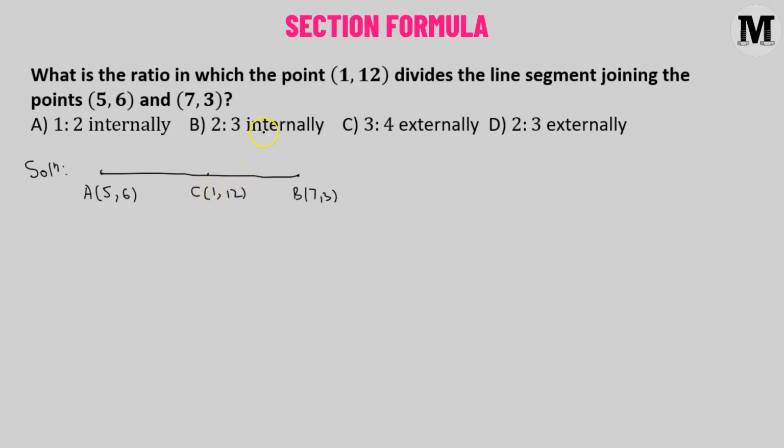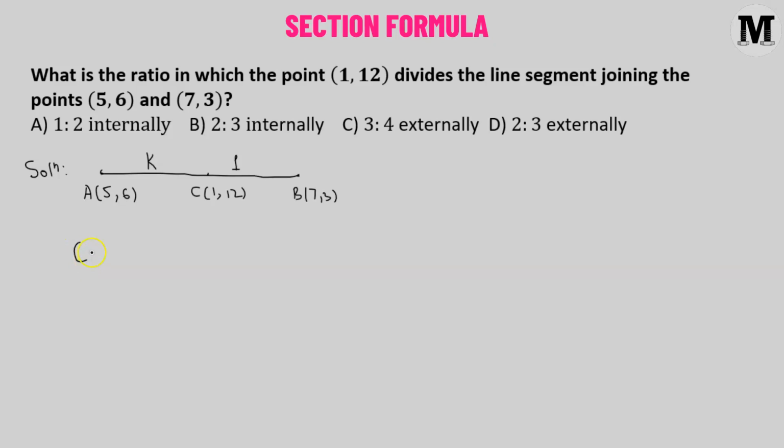Now here it's not mentioned to us whether it is dividing the line segment AB internally or externally. So to begin with, we'll start with an assumption that C is dividing AB internally, and let's say it's dividing it in the ratio k:1. So we'll have to apply the internal section formula.